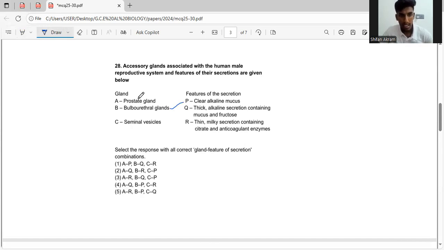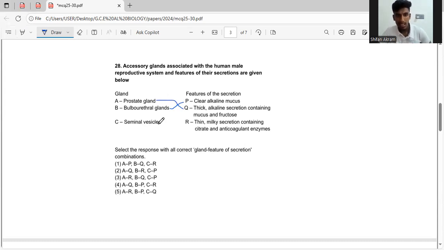And second, the prostate glands. The prostate glands secrete a thick alkaline secretion containing mucus and fructose. We know the fructose provides the energy for the sperm cell, and the alkaline secretion containing mucus allows the sperm to survive in the acidic vaginal conditions. Again, we can match that.